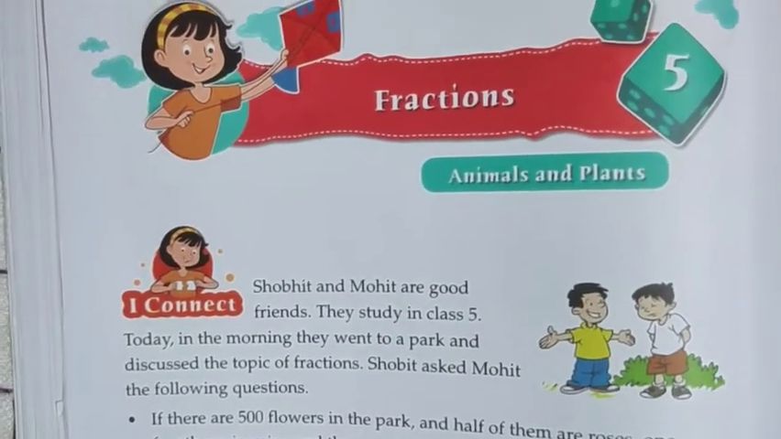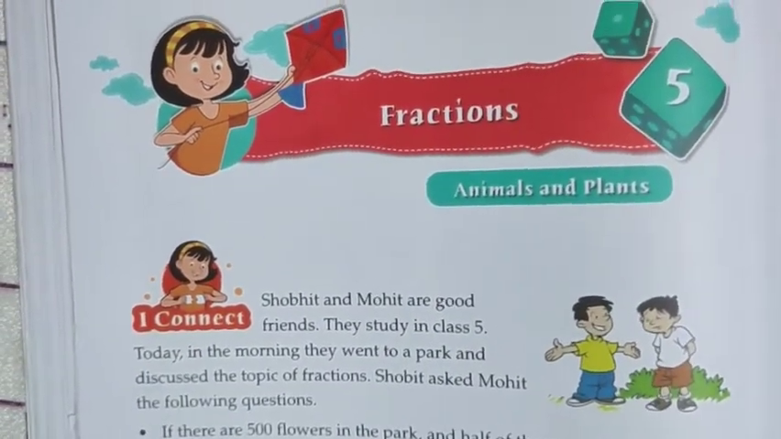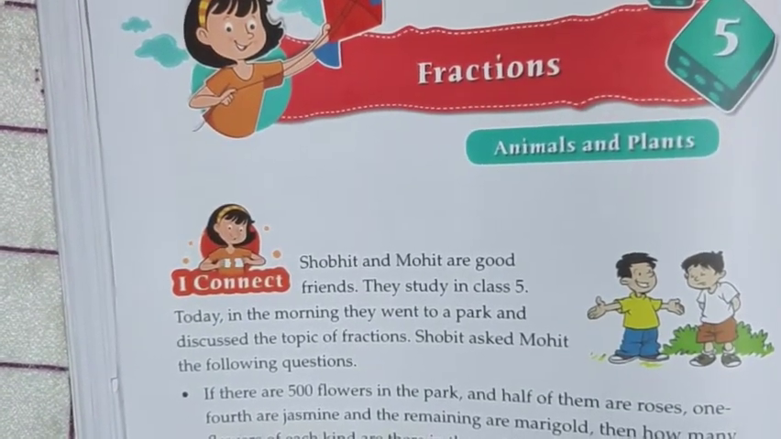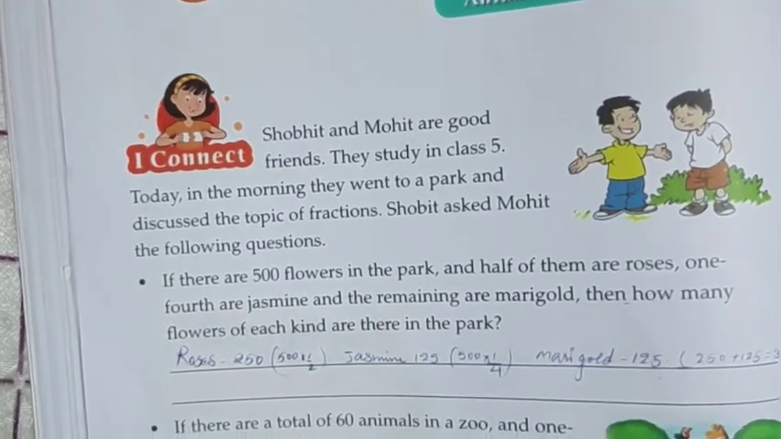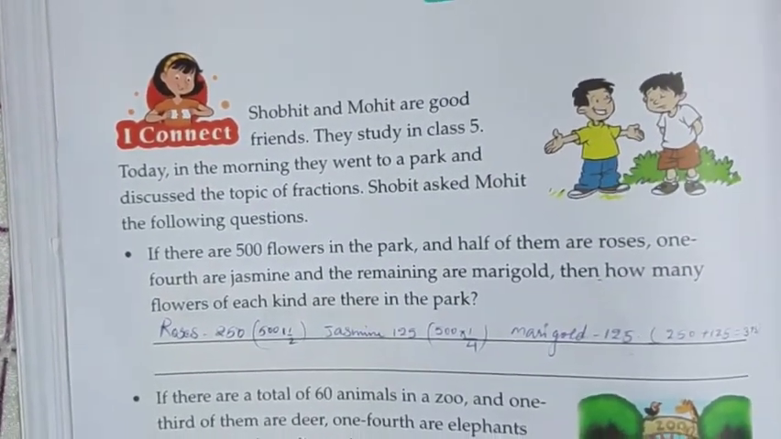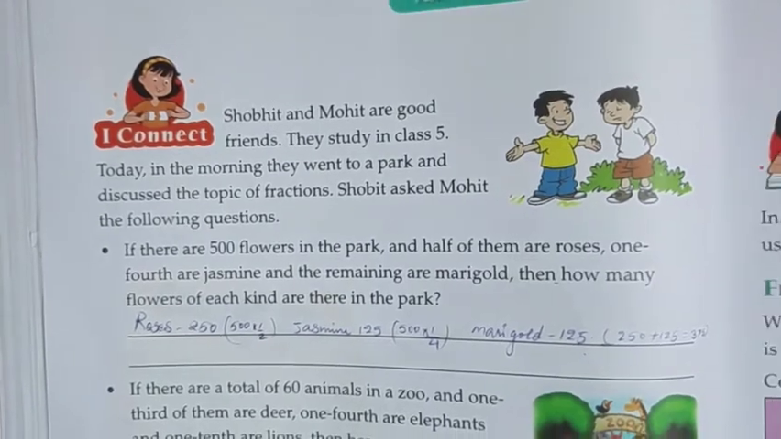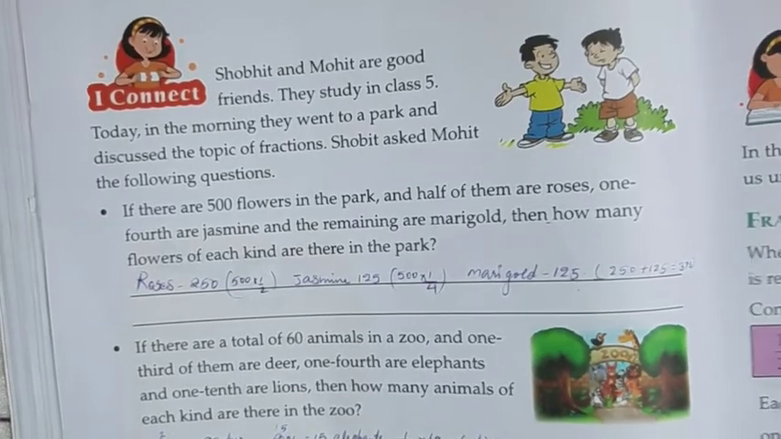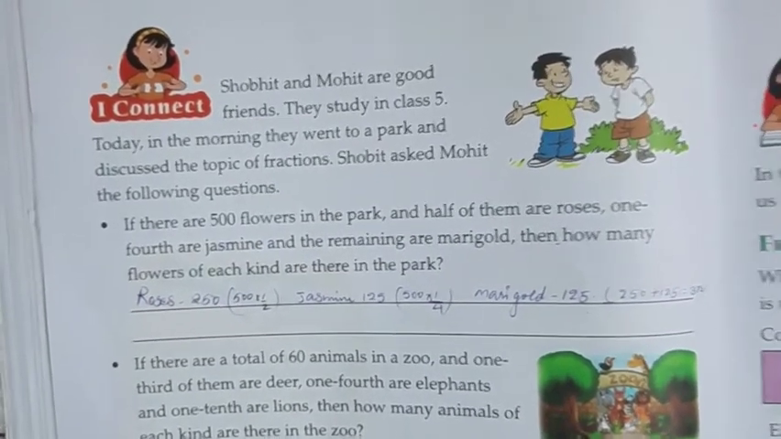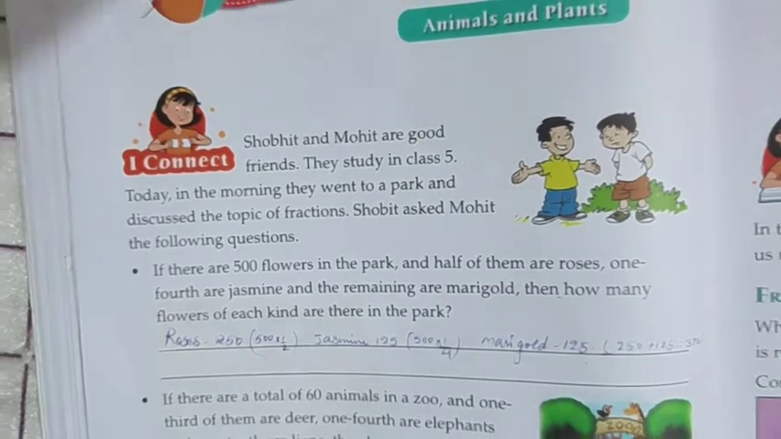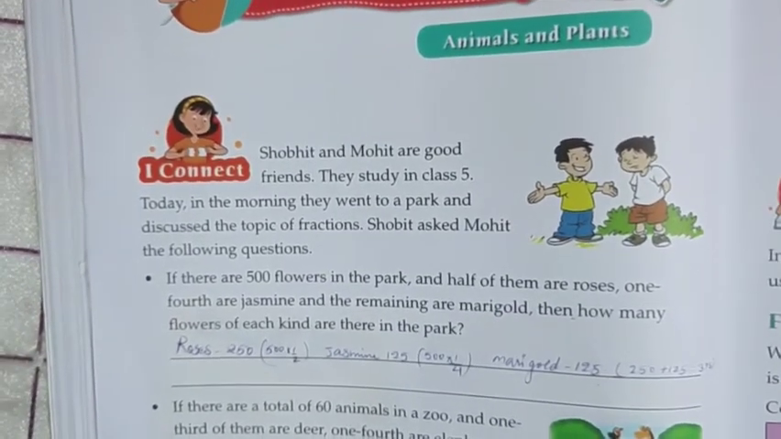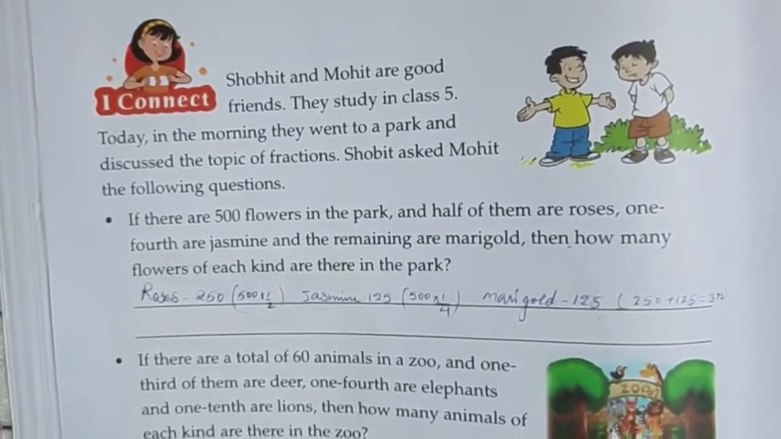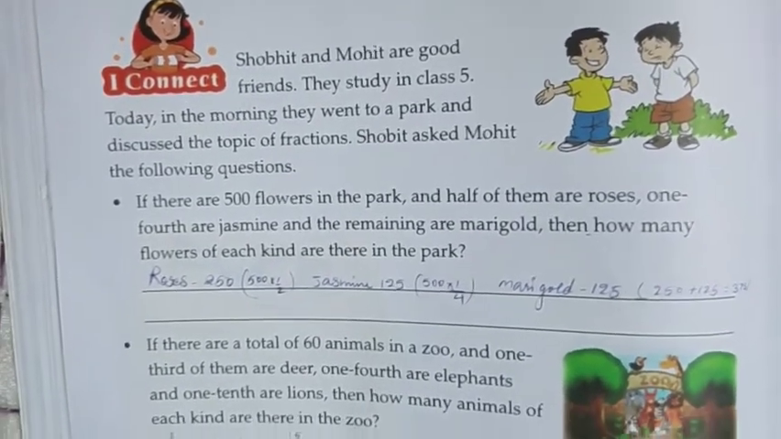Students, please open your textbook page number 70. I Connect part. Shobhit and Mohit are good friends. They study in class 5. Today in the morning, they went to a park and discussed the topic of fractions. Shobhit asked Mohit the following questions. See the questions. If there are 500 flowers in the park and half of them are roses, 1/4 are jasmine and the remaining are marigold, then how many flowers of each kind are there in the park?